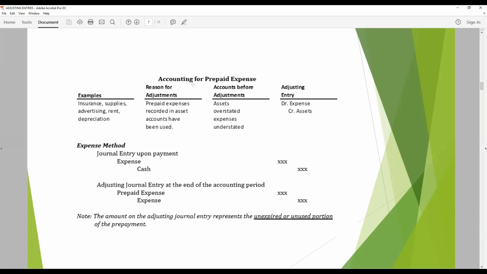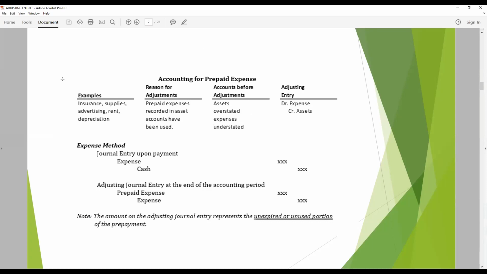So here you have accounting for prepaid expense. Examples: insurance, supplies, advertising, rent, depreciation, and reason for adjustments. Prepaid expenses recorded in asset accounts have been used. Accounts before adjustments, so assets are overstated, expenses are understated. So your adjusting entry is debit expense and credit the asset initially recorded. Okay, so this is under asset method.